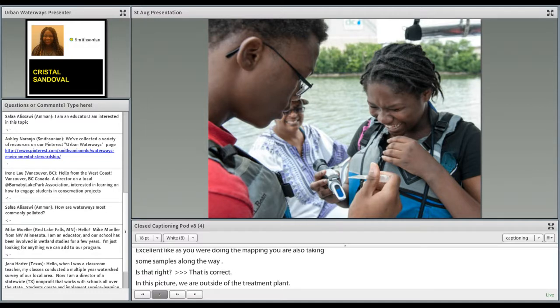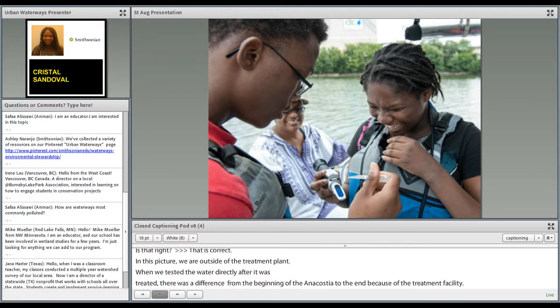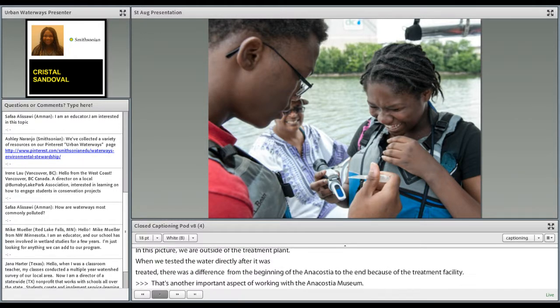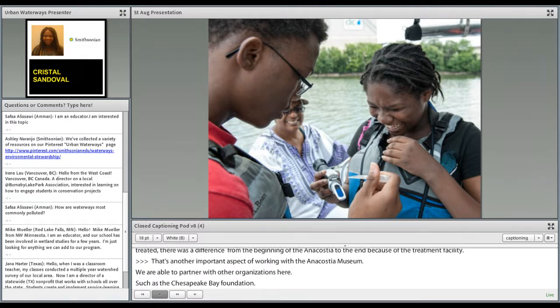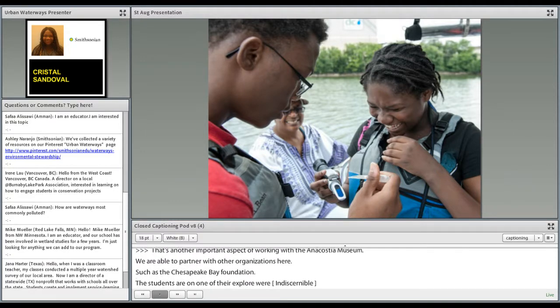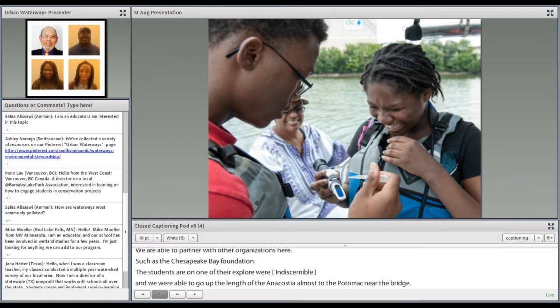Yeah, and I think another important aspect of working with the Anacostia Community Museum is that we were able to partner with other organizations here. This is the Chesapeake Bay Foundation, and the students are on one of their Explorer boats, and we were able to go up the length of the Anacostia almost to the Potomac, I believe, near the bridge. So we were able to partner with the Chesapeake Bay Foundation and the Chesapeake Trust Foundation, which provided funding to help support these projects.